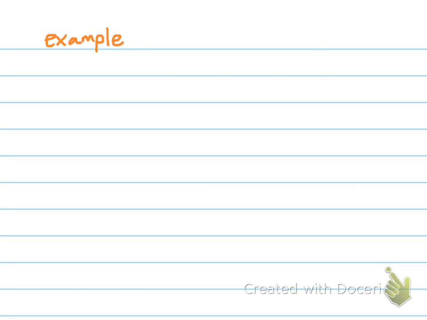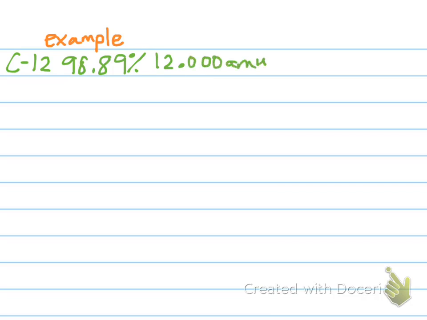So we want to take a look at an example. For example, we're going to look at the fact that we have carbon 12, which is 98.89%, and has a mass of 12.000 AMUs. And then there's also carbon-13, which is 1.11% and has a mass of 13.003 AMUs. Now notice we didn't talk about carbon-14. That's because it's not a naturally occurring isotope.